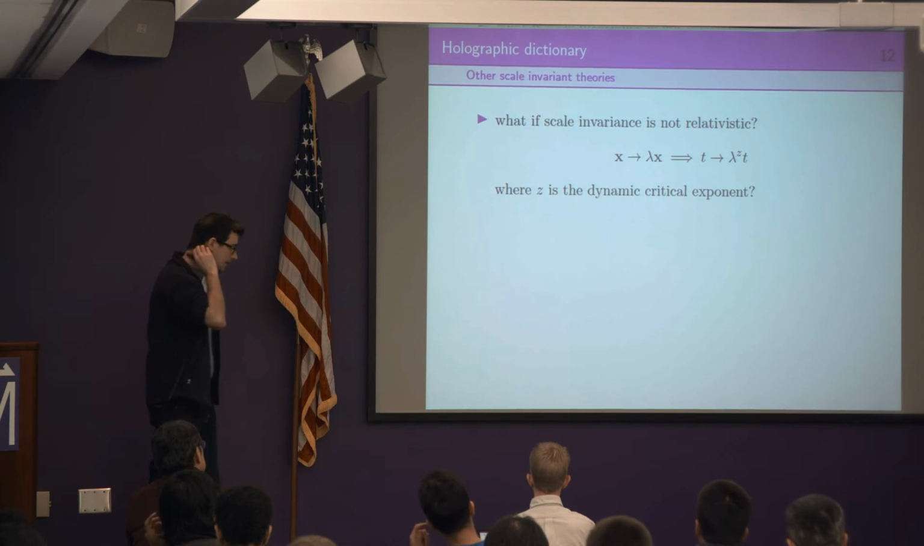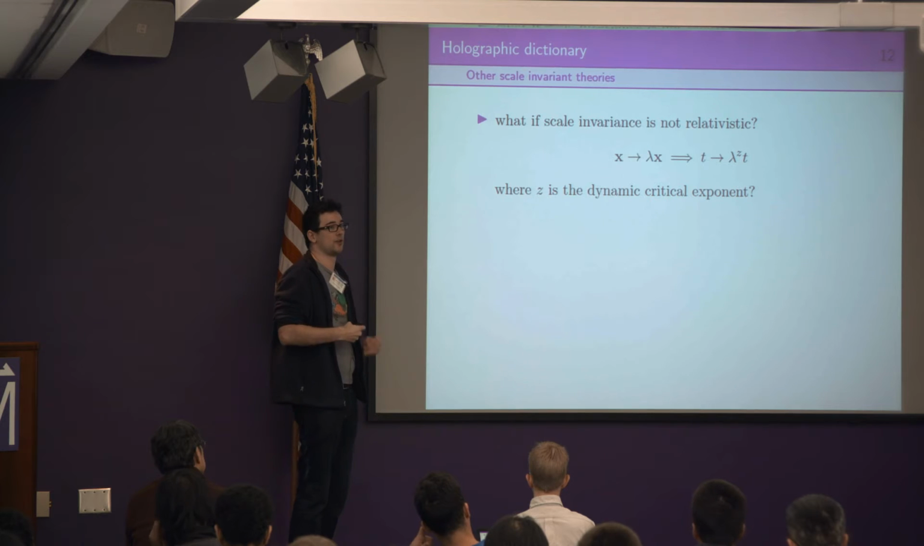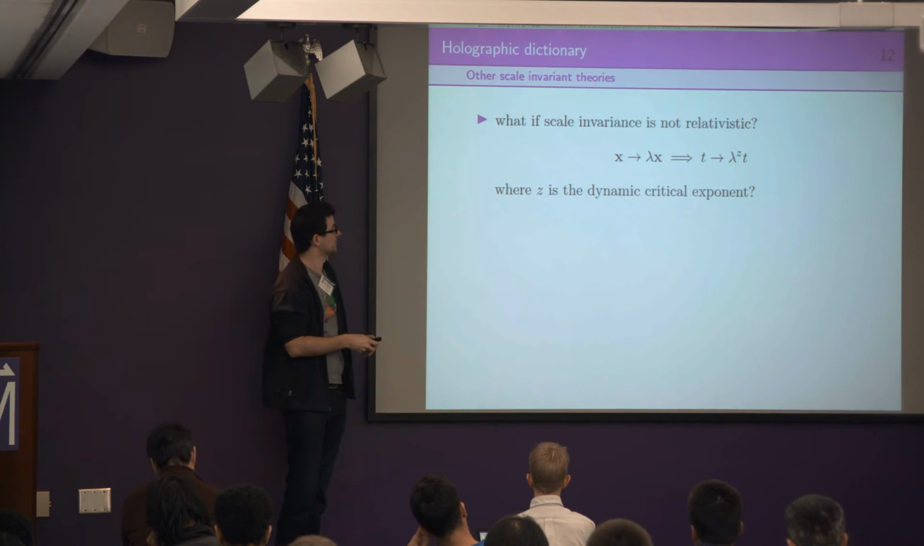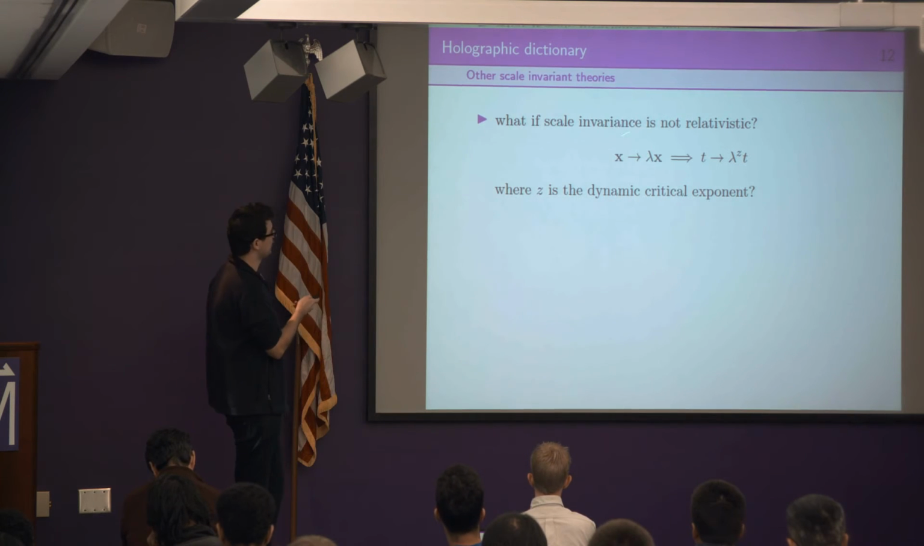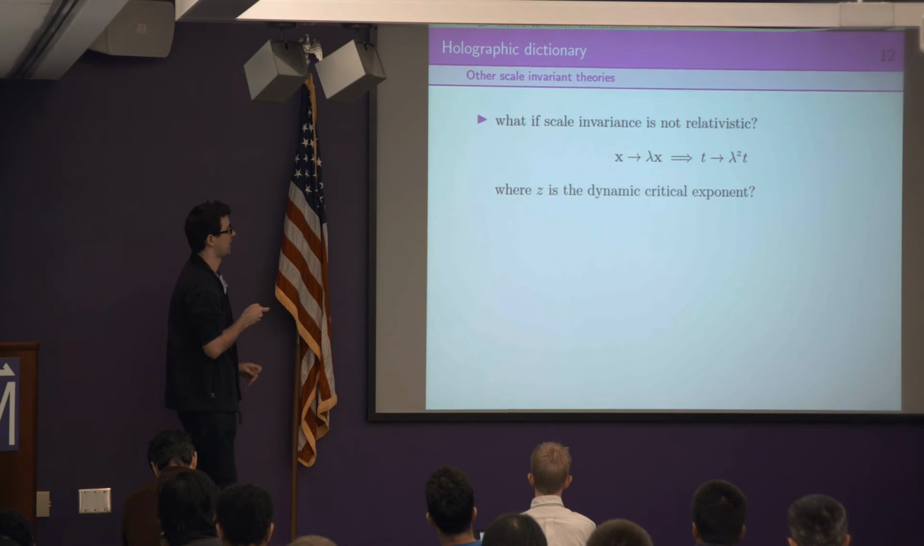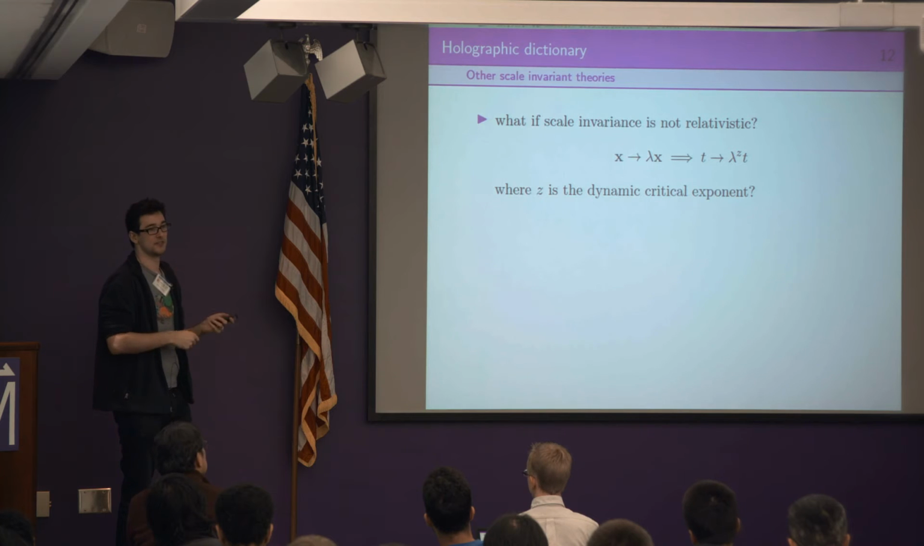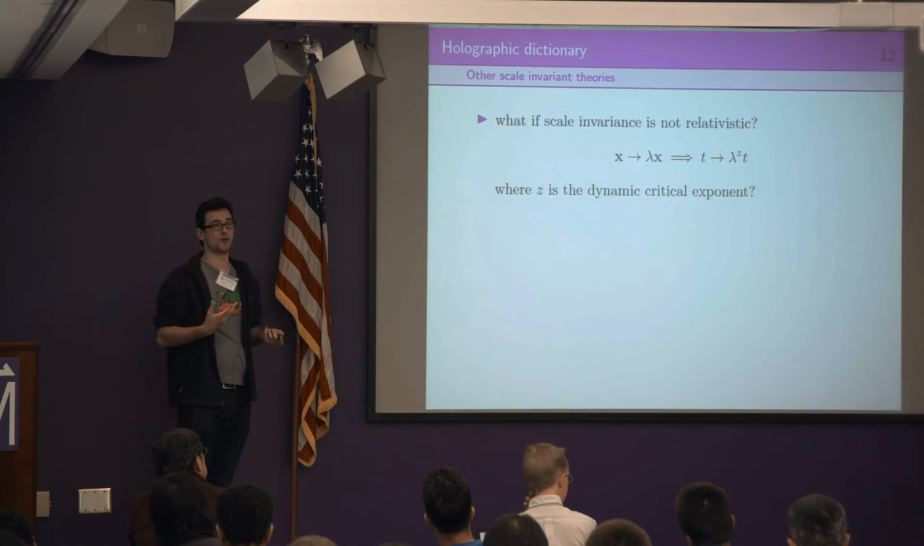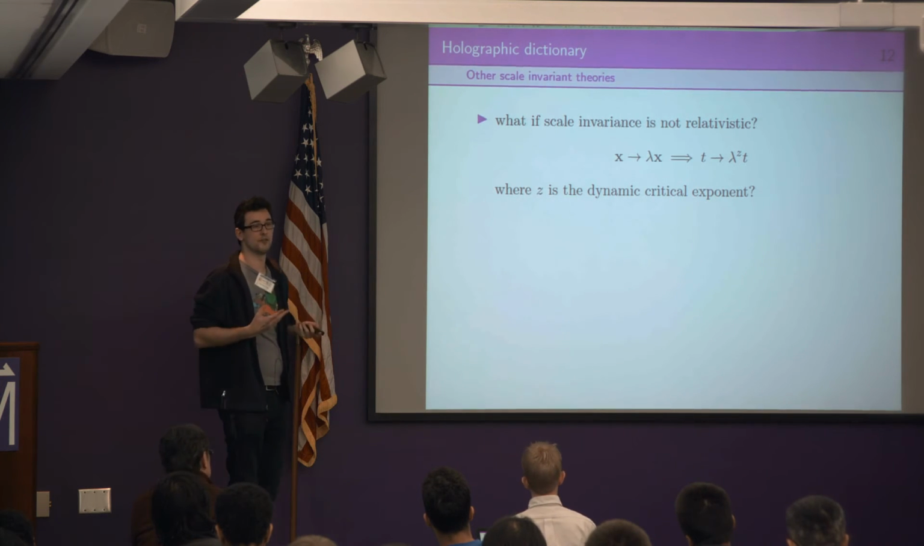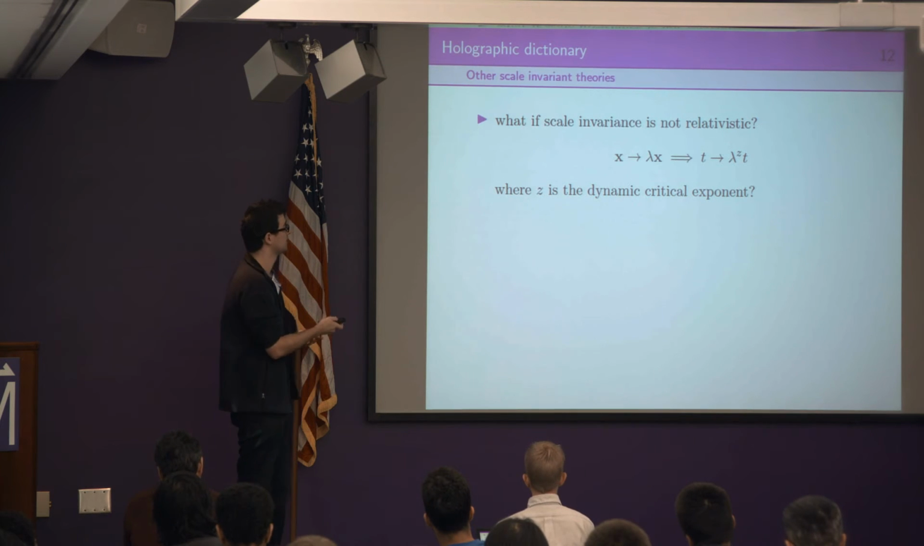Now, there are a number of systems in condensed matter where the scale invariance is not relativistic. So if, for example, we rescale the spatial coordinates by an amount lambda, we might rescale the time coordinate by lambda to the z. This z will be called a dynamical critical exponent, and in a number of interesting non-Fermi liquids, this is not one.